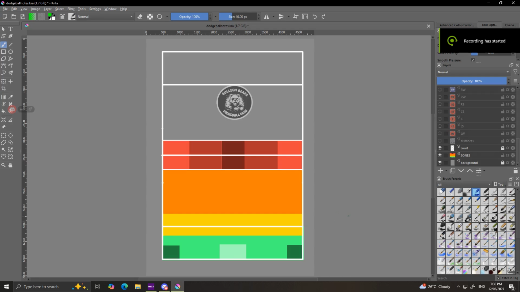Okay, so the next thing I wanted to go over was just basic zones on the court. Basically, the lighter the color, the safer you are. The darker the color, the more dangerous that area on the court is.